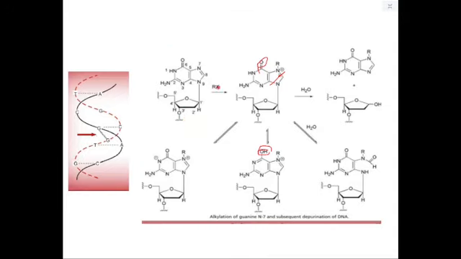Once you change its structure, you find that it is not able to pair through the hydrogen bonds. It will not be able to pair with cytosine. Again, you will alter the pairing, and once you alter the base pairing, you will interfere with DNA replication.